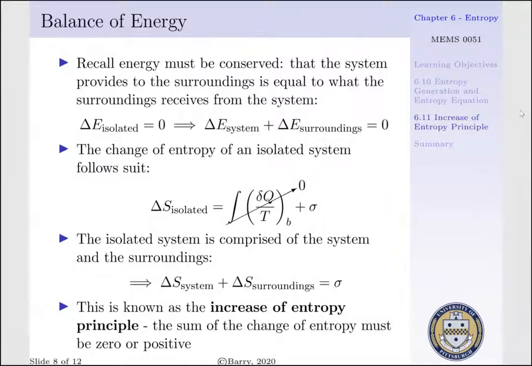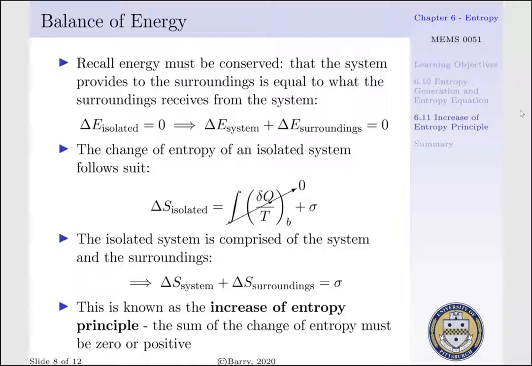The change of entropy of an isolated system can follow suit. That is, the change of entropy of our isolated system is equal to our energy transference associated with any heat transfer process plus our entropy production. Now, in this particular situation, if we look at our total isolated system, there is no transfer of energy between our surroundings to an additional surroundings. That is, delta Q per T is going to be equal to 0. Therefore, the change of entropy for an isolated system is going to be equal to our entropy production term, sigma.